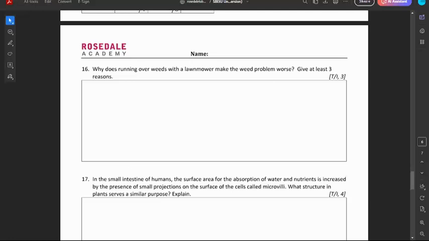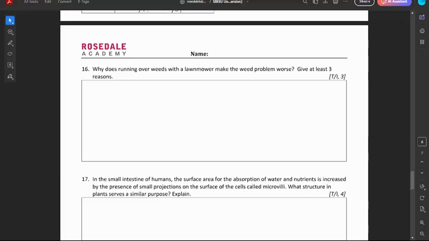Why does running over weeds with a lawn mower make the weed problem worse? Oh, okay. So basically it just makes more weeds. Sure. So essentially weeds are seed-producing plants. So when we actually run over them, we will spread the seeds and disperse them all across the lawn. I can't tell if we're trying to kill the plant or trying to make the seeds germinate. So you gotta understand that this action is not killing the weeds, rather you're just spreading the seeds. And then you want to talk about how this is succession.